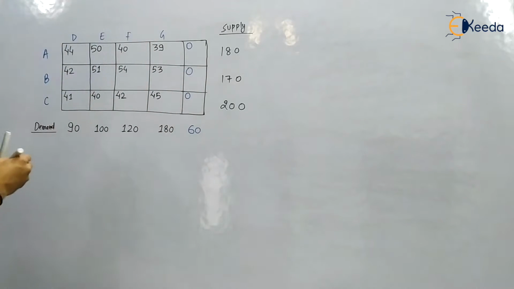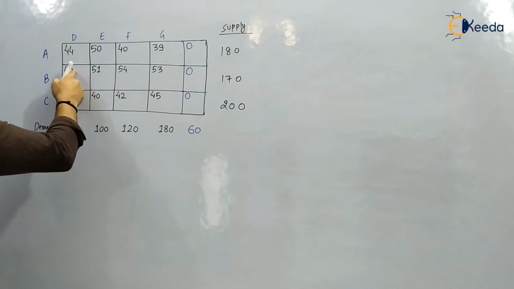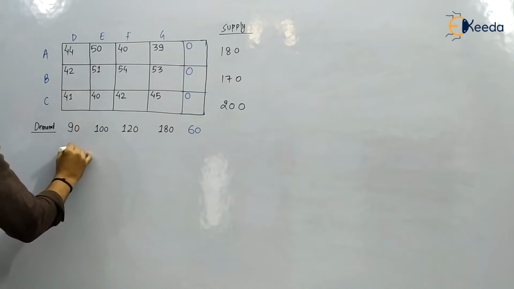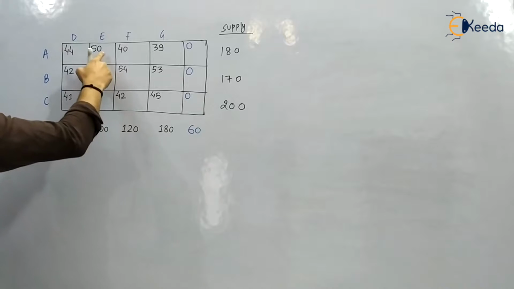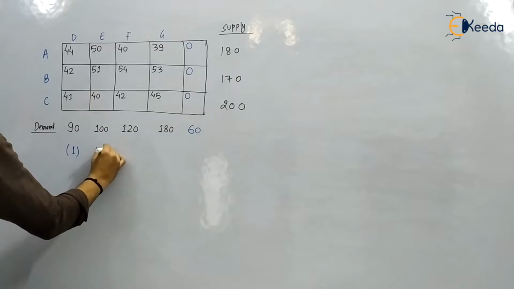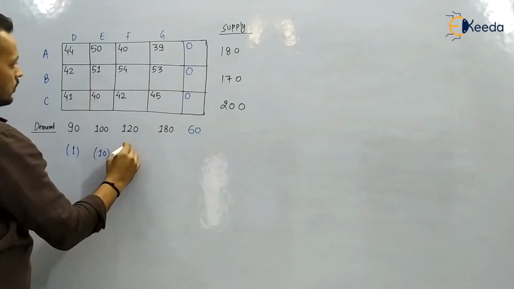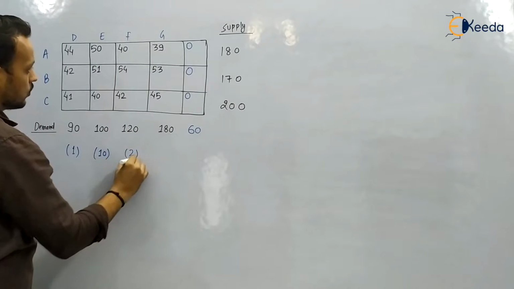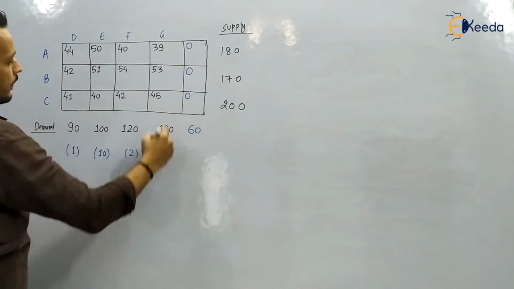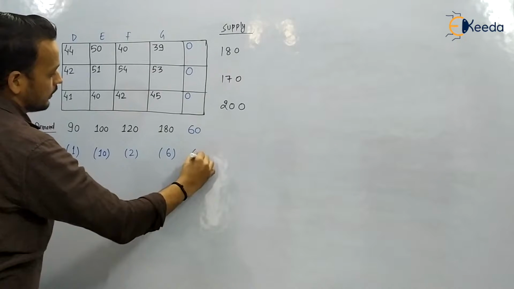So we will provide the penalty for each row and each column. Here you can say 42 minus 41, it is going to be 1. This is 50 minus 40, this is going to be 10. The difference of the two minimum costs: here it is 2, here it is 2, here it is 6, here it is 0.